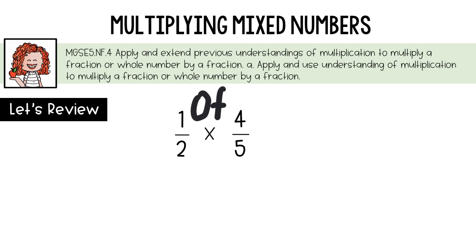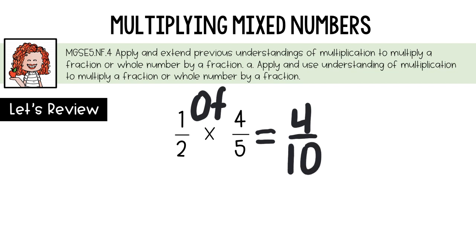And we've talked about how to use bar models to represent this multiplication. But for this section, we're just going to focus on the skill and the strategy of multiplying straight across. That means to multiply your numerator by your numerator, and then multiply your denominator by your denominator. So let's see what we get. 4 times 1 is 4. 2 times 5 is 10.